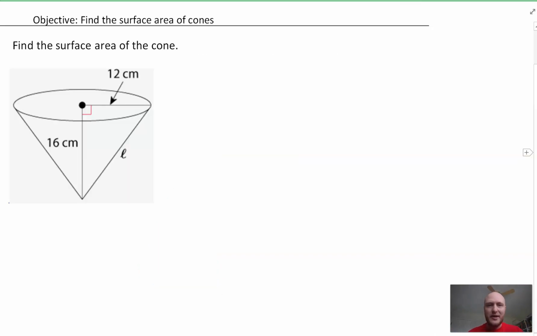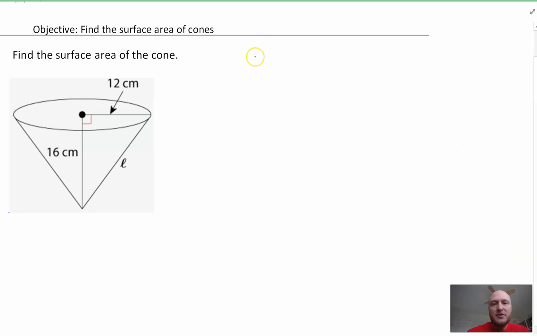All right, so let's go ahead and look at a problem and solve for it. So here we have a cone, and they say find the surface area of the cone. Like I've been preaching, first it's important to know, what is the object? And obviously they tell us this is a cone. So I need the formula for a cone, and that is S is equal to pi r L plus pi r squared.